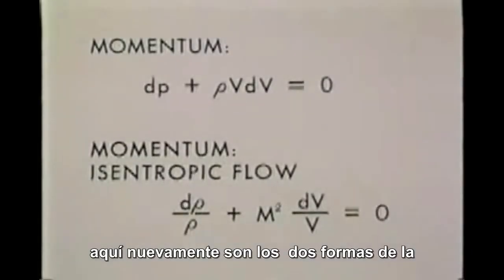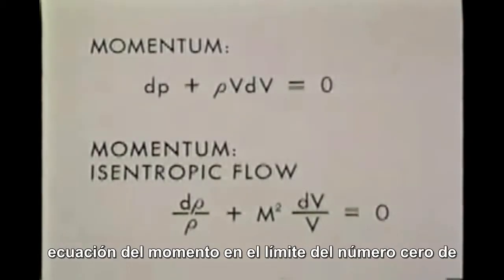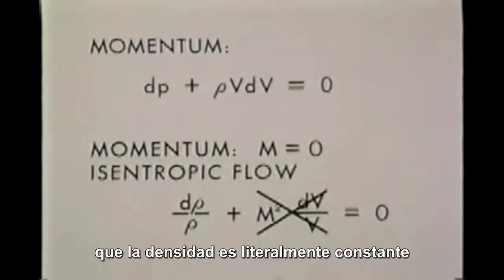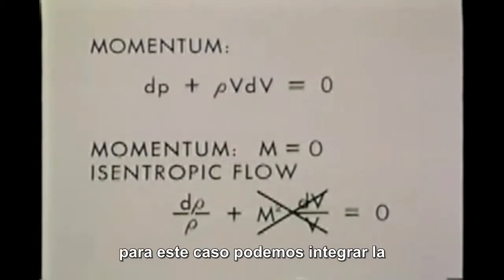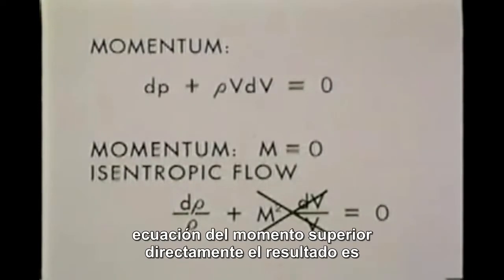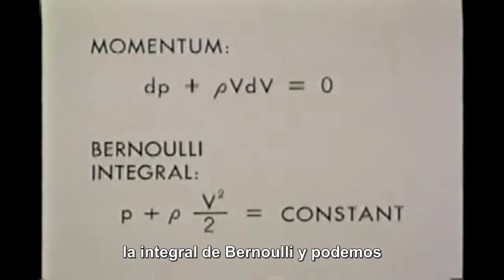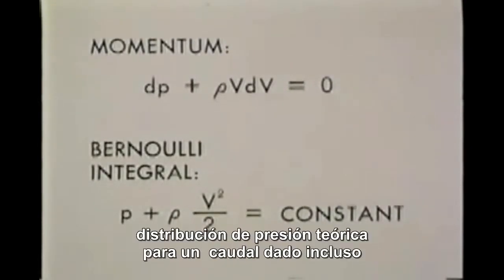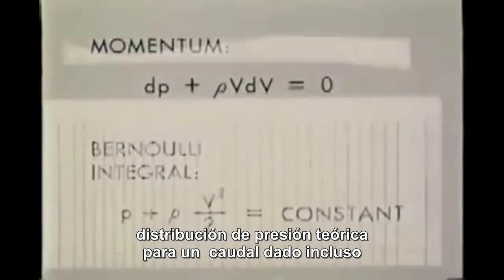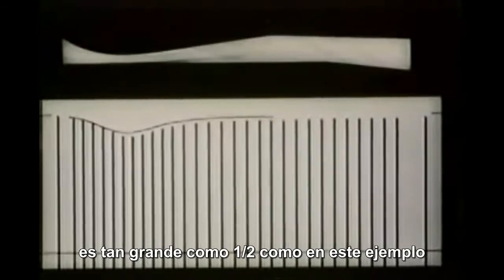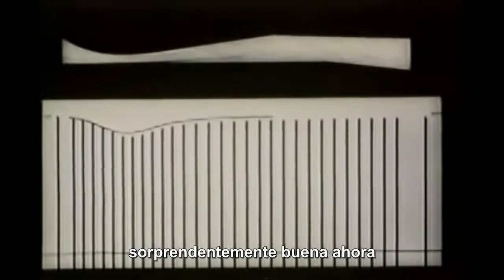Here again are the two forms of the momentum equation. In the limit of 0 Mach number, the lower equation shows that the density is literally constant. For this case, we can integrate the upper momentum equation directly. The result is the Bernoulli integral. And we can compute a theoretical pressure distribution for a given flow rate. Even when the real Mach number at the throat is as large as 1/2, as in this example, with a throat velocity of several hundred feet per second, the approximation of constant density is surprisingly good.